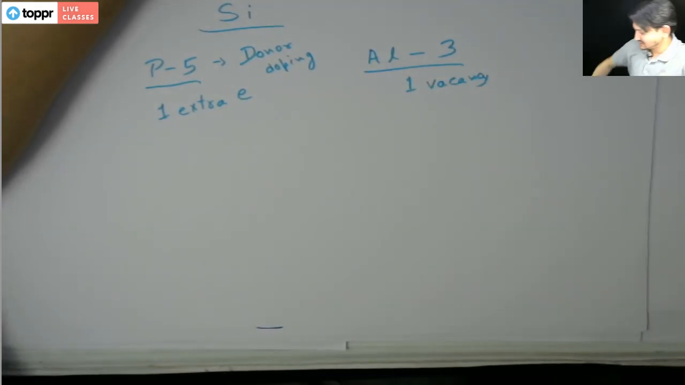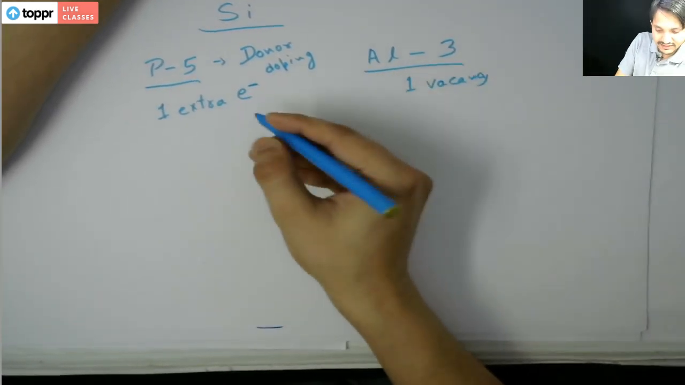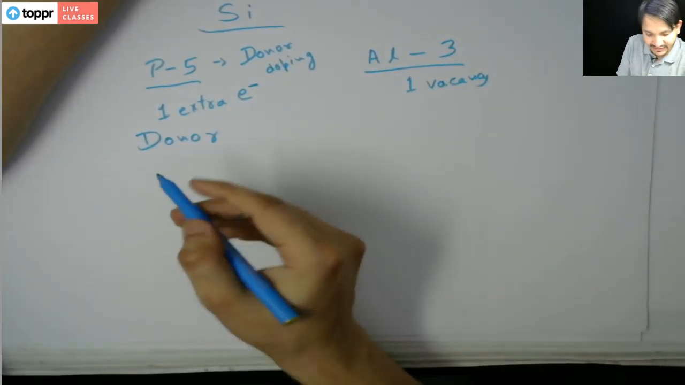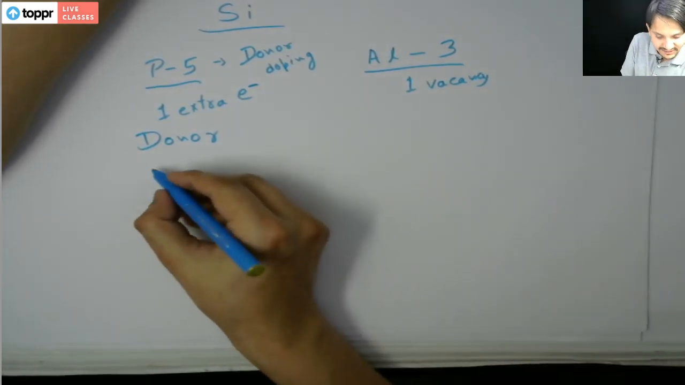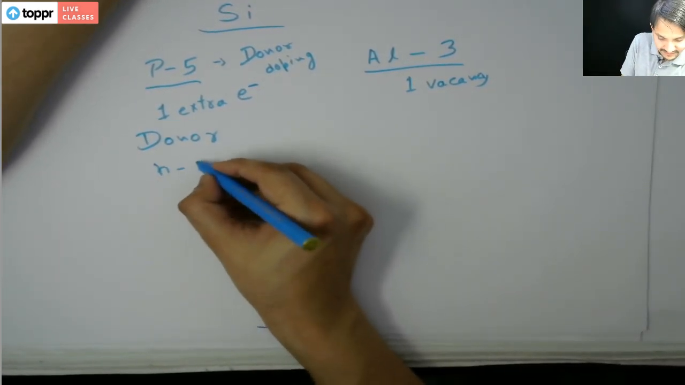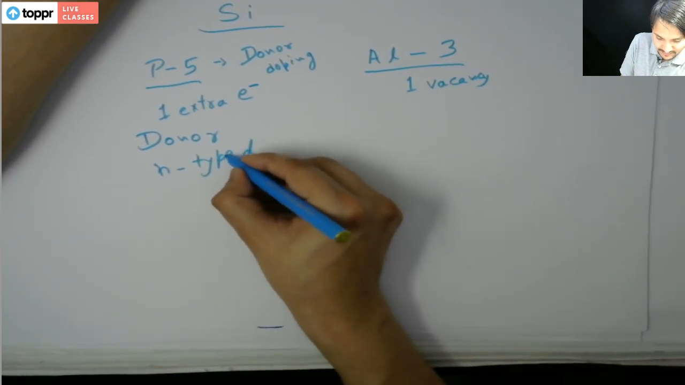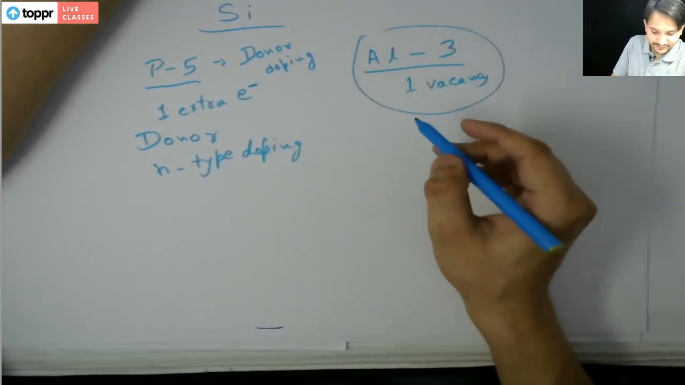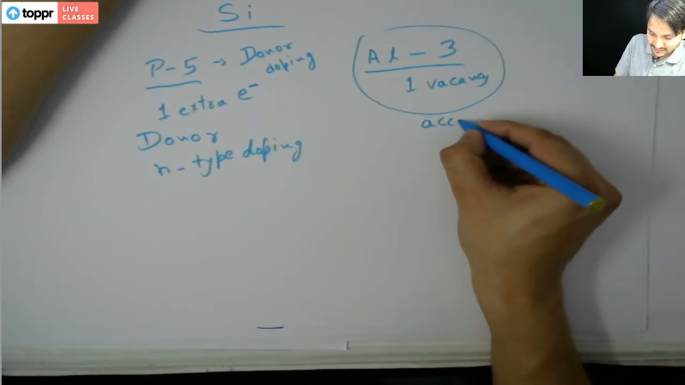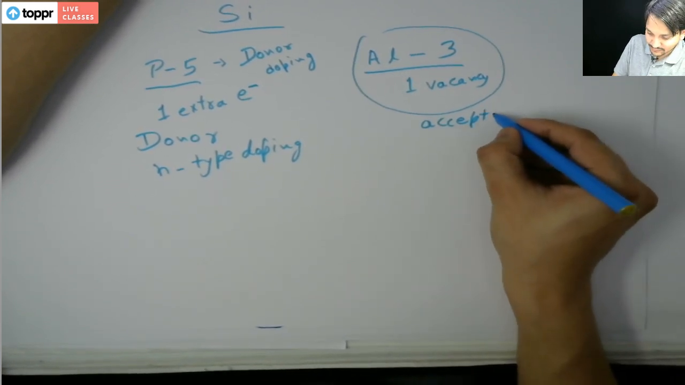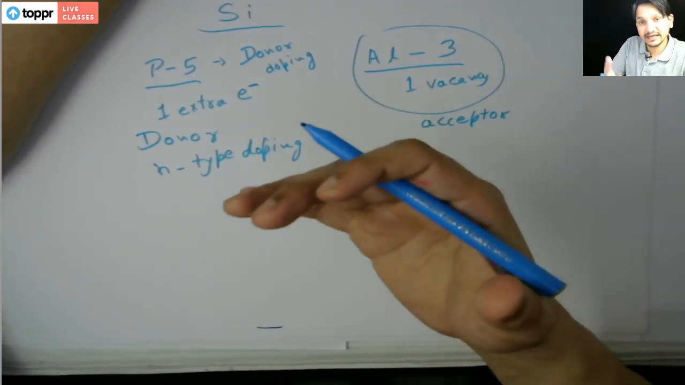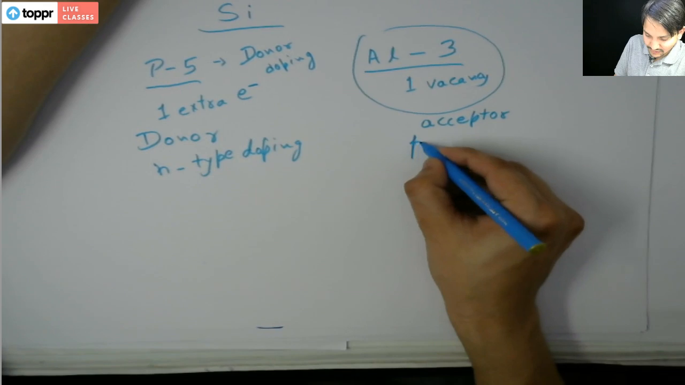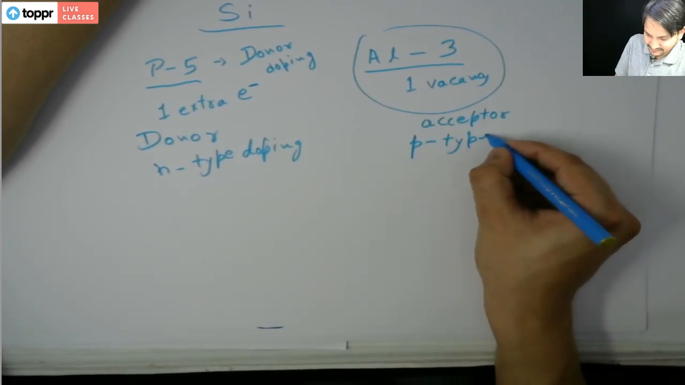Yes, since this is creating an extra electron, this is the donor doping. Because this is a donor of electrons, we have an extra negative charge. This is called negative type, N-type doping. And aluminium will create an acceptor type doping, because it is accepting more electrons. So this will create a vacancy, and this is called P-type doping.